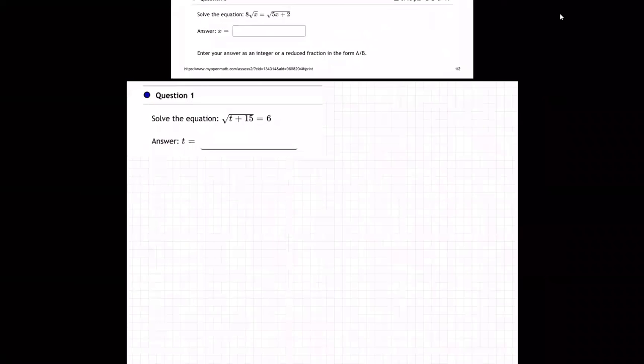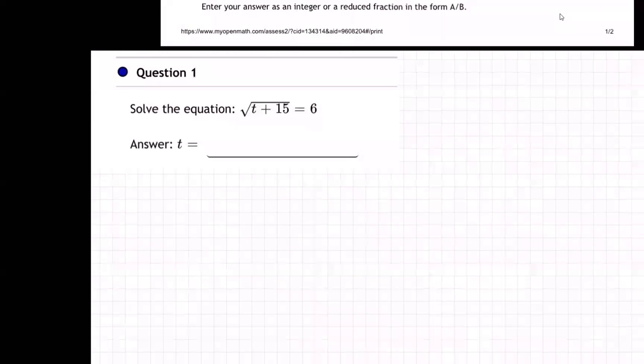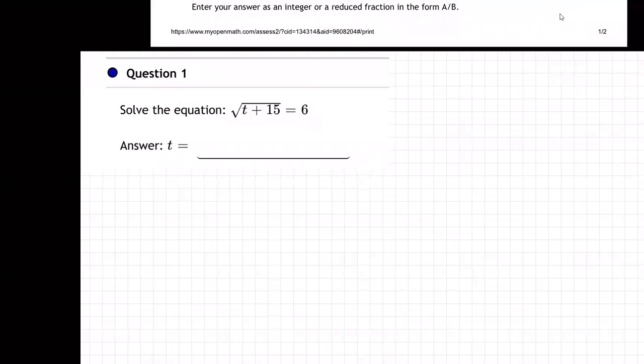Okay, so on this question, we have a square root equation. So these are a little tricky. How do we handle it? Let me rewrite it. I'm gonna use an X because my T's end up looking like plus signs. So it doesn't matter what the letter is.